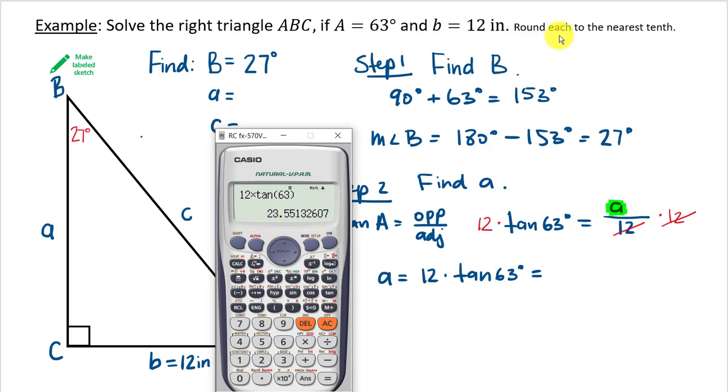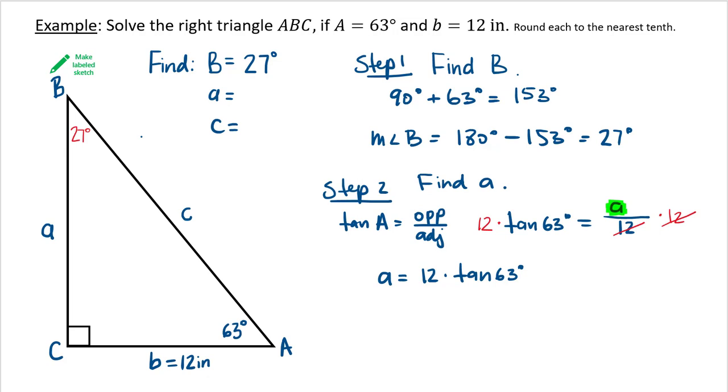I made a note here: let's say we need to round answers to the nearest tenth. So that's 1 digit after the decimal point. That digit is 5, but since 5 follows it, I have to round up, so it's going to be 23.6 inches. And since it's an approximation, I'm going to use the wiggly equal sign. 23.6 inches.